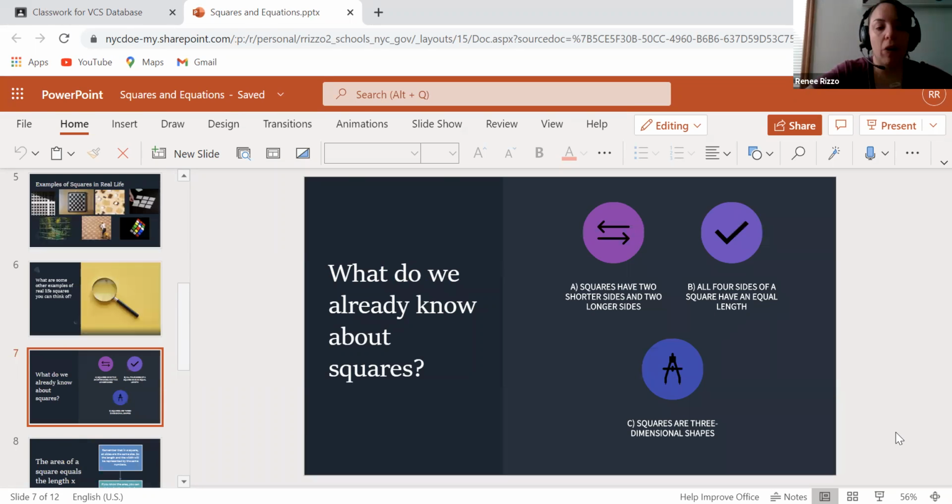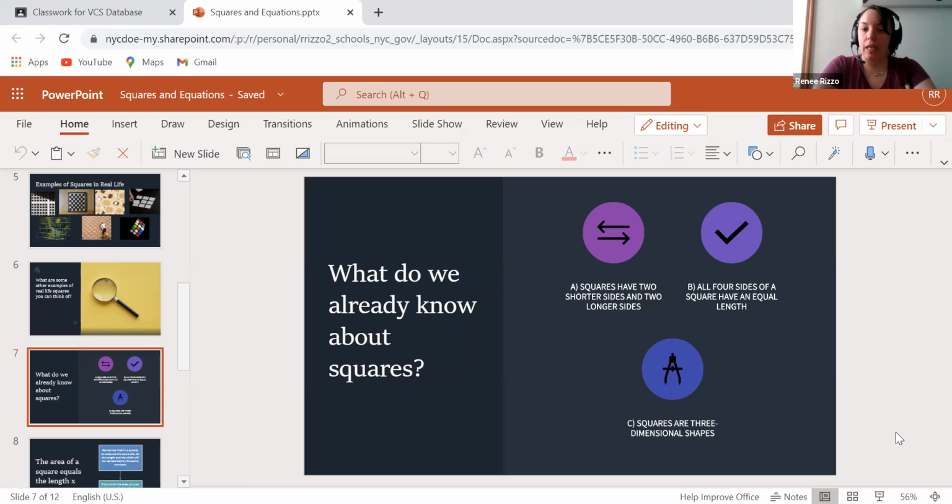So what do we already know about squares? A, squares have two shorter sides and two longer sides. B, all four sides of a square have an equal length. Or C, squares are three-dimensional shapes. So let's explore these options. A, squares have two shorter sides and two longer sides. If we're looking at a shape with two shorter sides and two longer sides, we would not be looking at a square. We'd be looking at a rectangle.